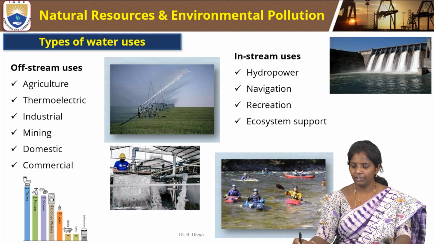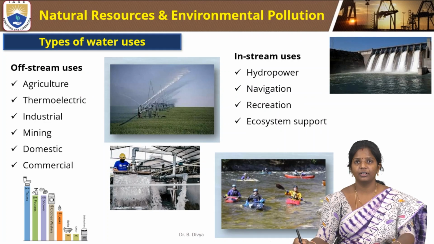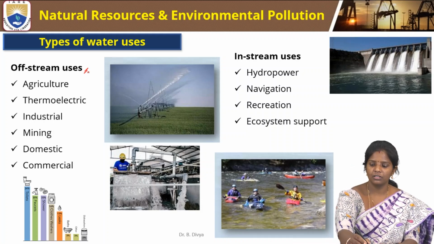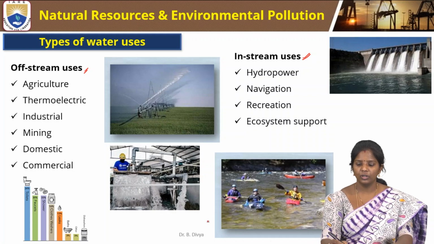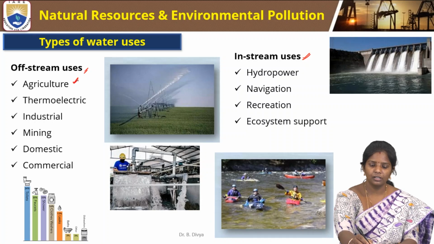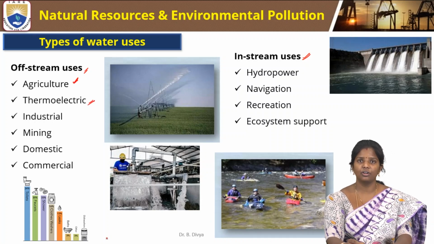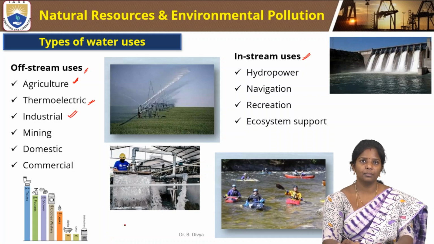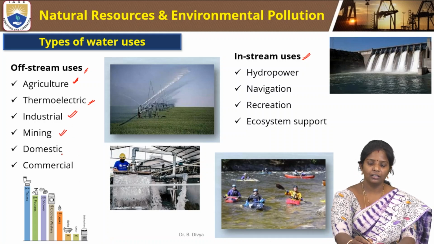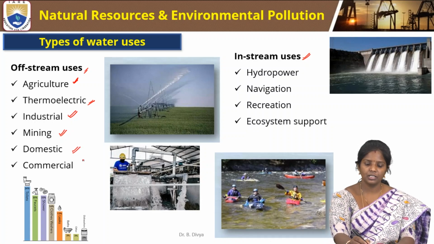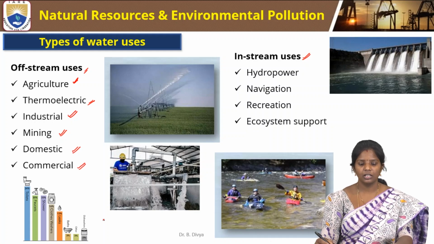So there are different types of water. Let us see the different types of water and their uses. If you see off-stream and in-stream uses, it means water that can be used for agriculture, thermoelectric purposes, meaning generation of electricity, then industrial purposes for washing, cleaning, and production in production plants, then mining in the extraction and cleaning of ore metals, then domestic purposes and commercial uses. So these are the different uses that come under off-stream uses.